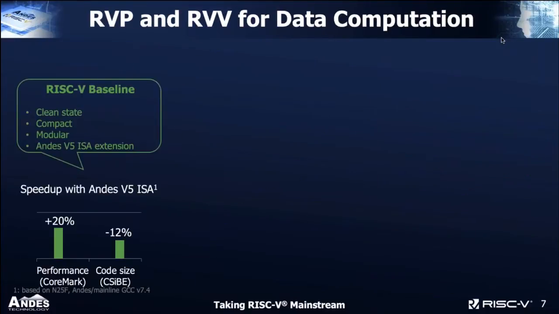So what does this look like for data computation? With the RISC-V baseline instruction set, along with our specific Andes V5 custom extensions, we can increase the performance about 20% over the standard RISC-V instruction set. At the same time, we reduce code size by about 10%.